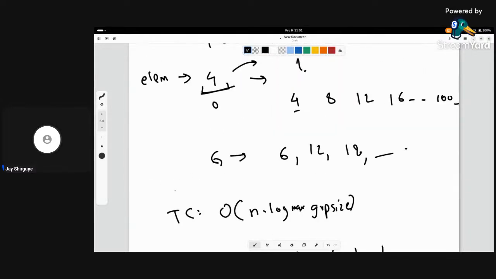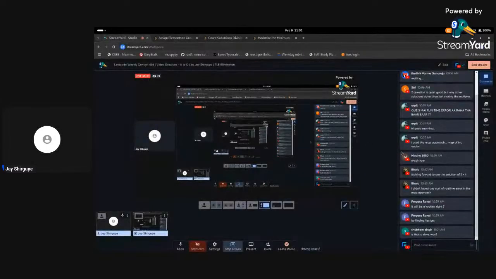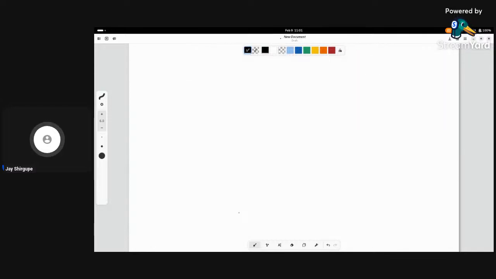And yeah, this was for the second question. Is it O(n root n)? Well, it won't be n root n because, all right, let's look at it.